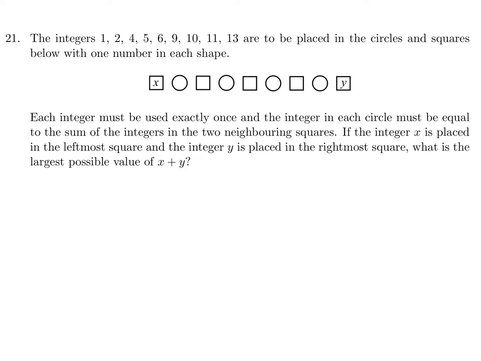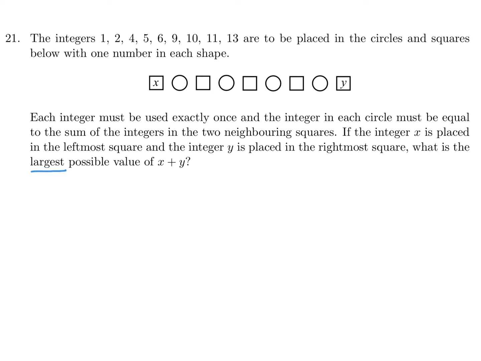The integers 1, 2, 4, 5, 6, 9, 10, 11, 13 are to be placed in the circles and squares below with one number in each shape. Each integer must be used exactly once, and the integer in each circle must be equal to the sum of the integers in the two neighboring squares. If the integer x is placed in the leftmost square and y in the rightmost, what is the largest possible value of x plus y?